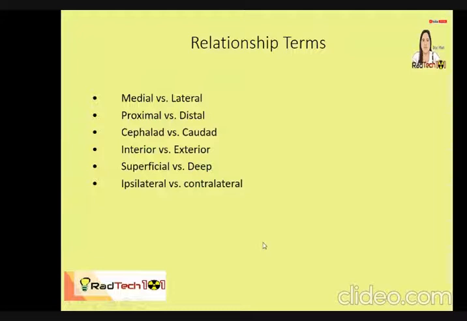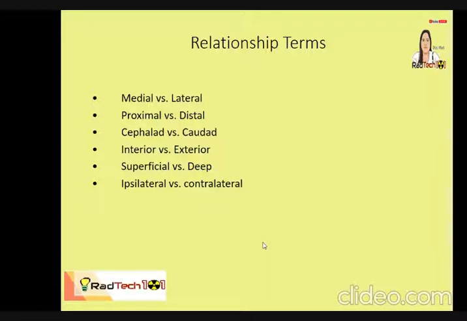Okay, so let us continue. I hope you have understood the directional terms better. We also have the relationship terms. Just like what I have discussed, medial versus lateral. Medial is towards the midline, and lateral is away from the midline.